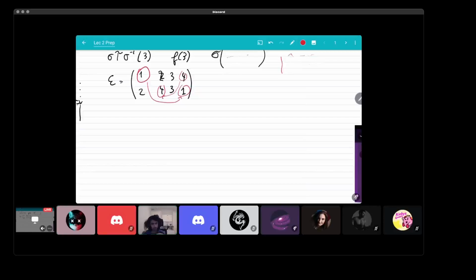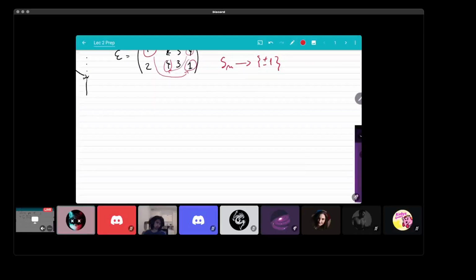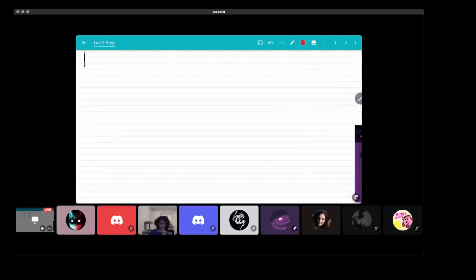Sorry, I'm a bit lost. What is this epsilon? The signature. I'm trying to introduce the signature morphism. The signature? How? From Sn to plus or minus 1. Is this a standard notation? Not sure. Okay, sorry. I'm going to redefine everything. Not everything, but let's construct.